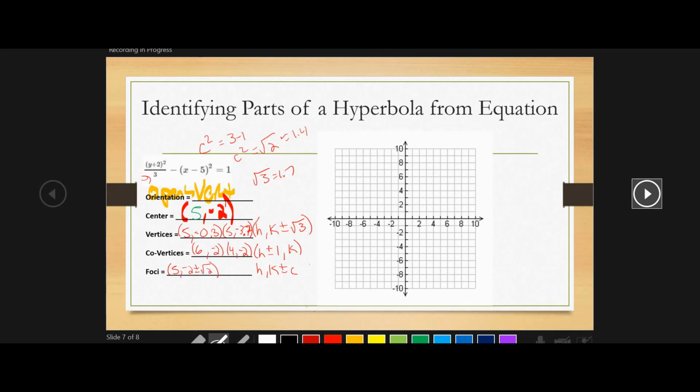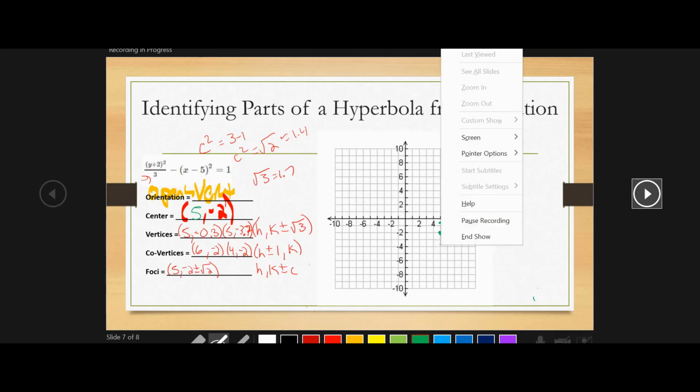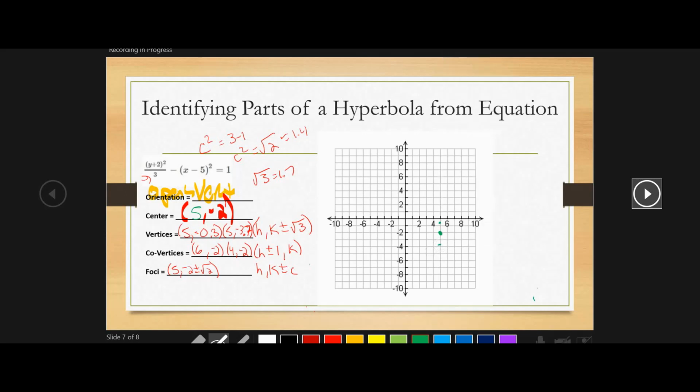And then let's graph. So for the graph, we start with the center, 5, -2. Then we go to 5, -0.3, so right about there. All right, and then 5 and -3.7, right about there. That's not the best looking, but that's going to be the major axis.